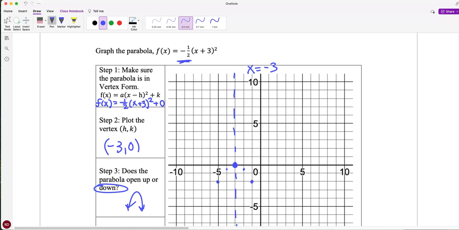And let's just go ahead and do it for grins. It would normally be over 3, up 9. 9 times negative 1/2, down 4.5. So 4.5 puts me about right there. So I get a matching point right there. So I see something like this going on.